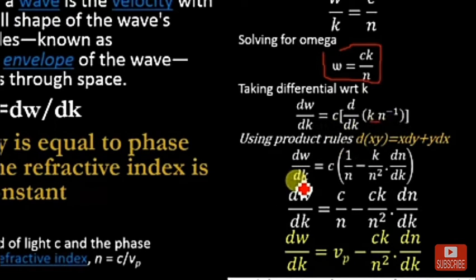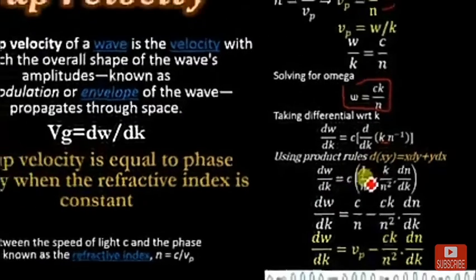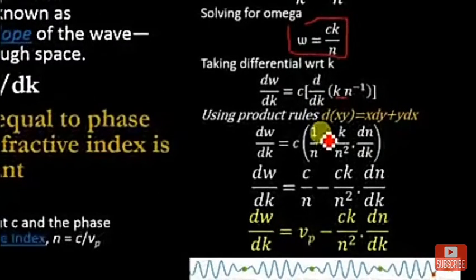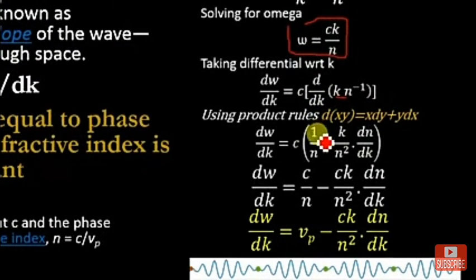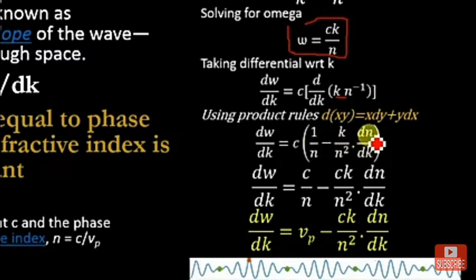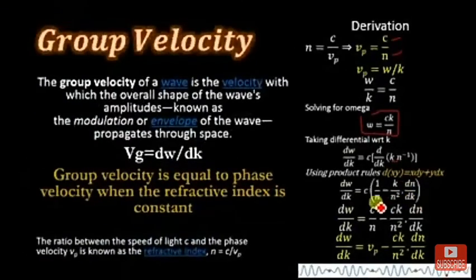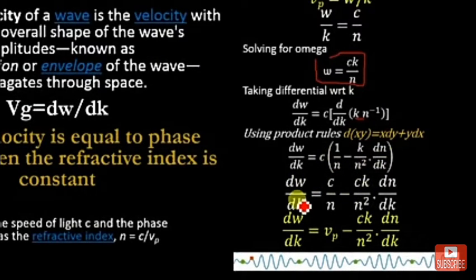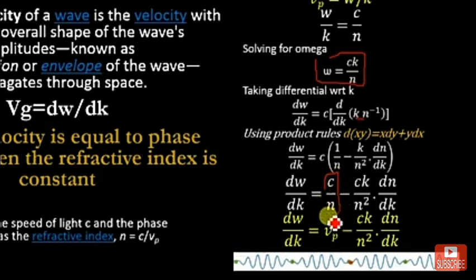We will get d omega by dk is equal to c times 1 over n. Taking the differential of k with respect to k, we will be left with 1, so we do not need to write that. We will get 1 over n minus k into 1 over n square into dn by dk. Further simplifying this equation, we will multiply this c with the terms. We will get d omega by dk is equal to c by n minus ck by n square dn by dk. Now from this equation, this term c by n is equal to the phase velocity.